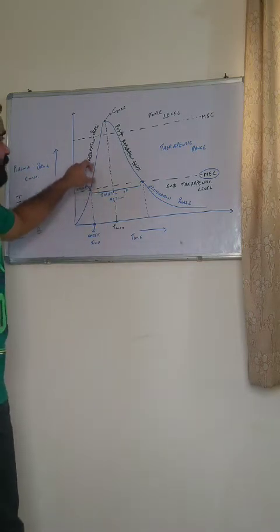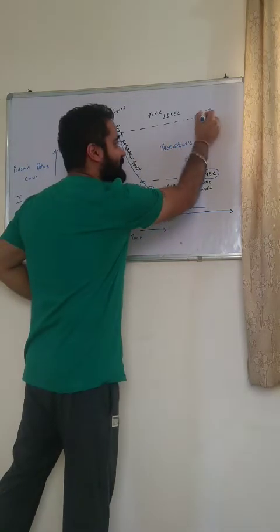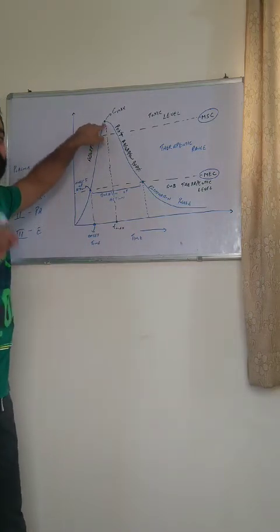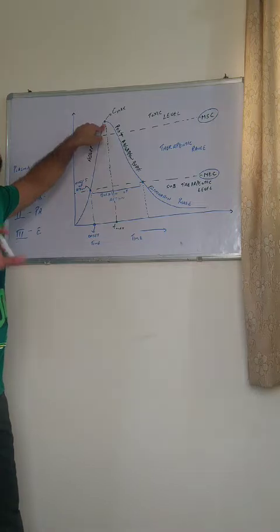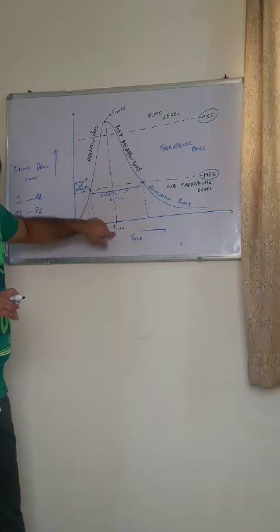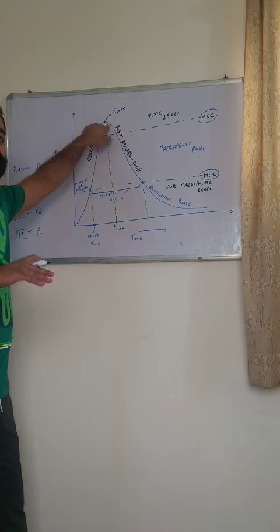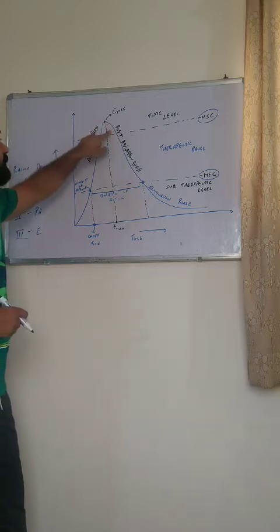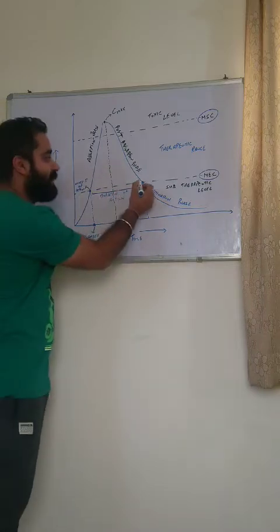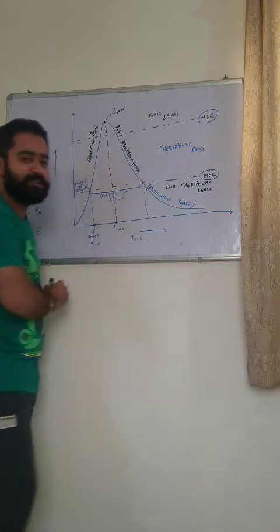Move forward. When the concentration crosses this point, that is the MSC, the maximum safe concentration, this becomes the Cmax, that is the maximum concentration that can be achieved in the plasma. The time corresponding to Cmax is called the Tmax. Moving after this, the concentration now starts to decline in the plasma. This is called the post-absorption phase, after which the concentration again falls below the MEC. This is called the elimination phase.